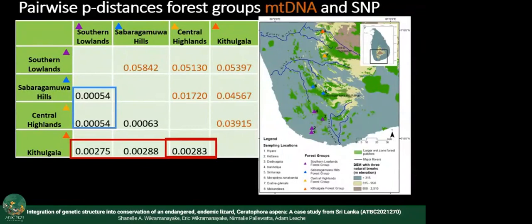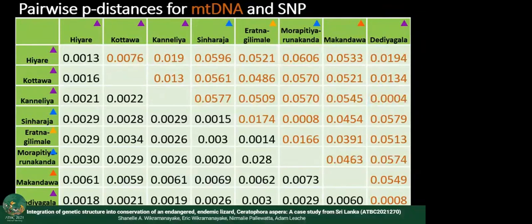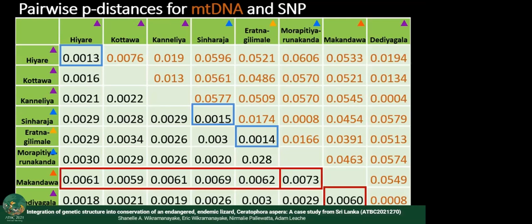We also calculated P distances between localities and found that the highest mitochondrial P distance was between Morapitiya and Hiare from the Southern Lowlands and Sabaragamo Hills, and the lowest is between Kannelio and Dedigala, both of which are from the Southern Lowlands. For the SNP data, the highest is between Dedegala and Markandava from the southern lowland and Khetogala forest groups, while the lowest were within locality P distances. And again, we see comparisons that include Markandava Forest Reserve from the Khetogala Forest Group having relatively higher P distances, all of which are above 0.6%.